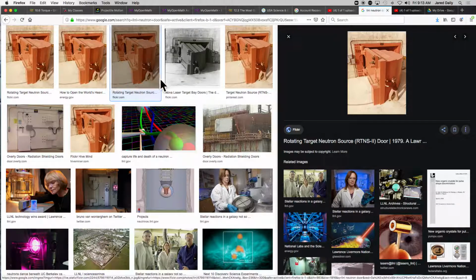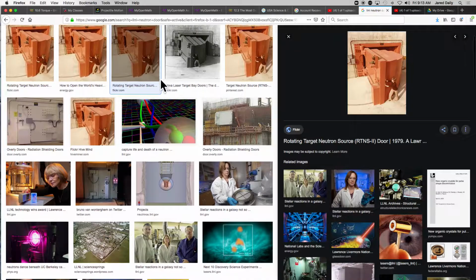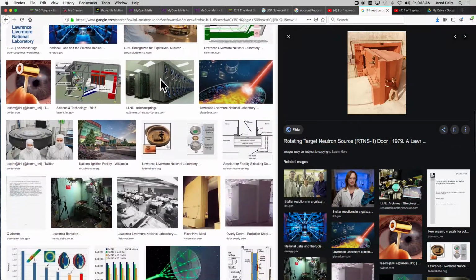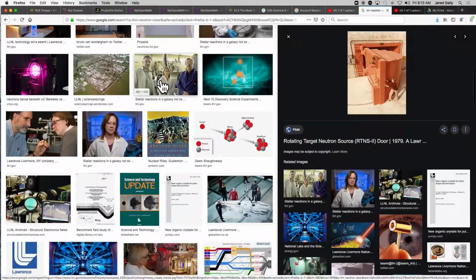And this door from the inside, let's see if I can find a picture of it from the inside. We don't have it here.